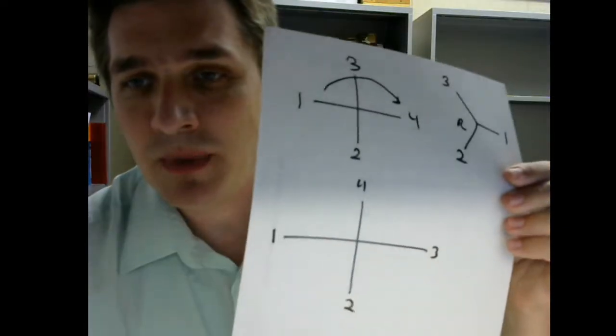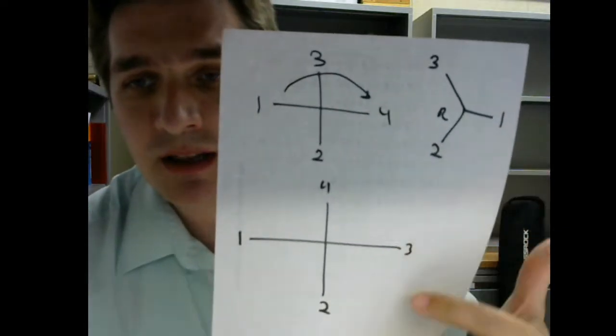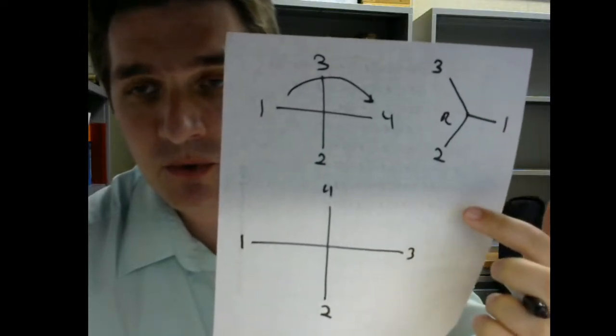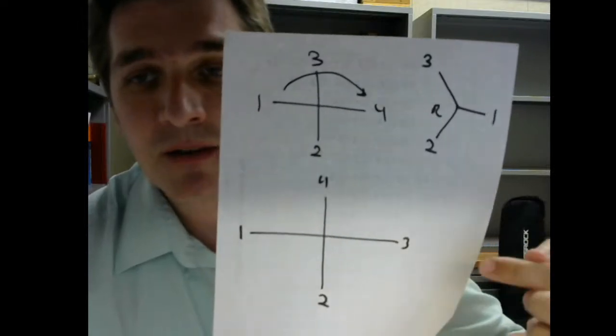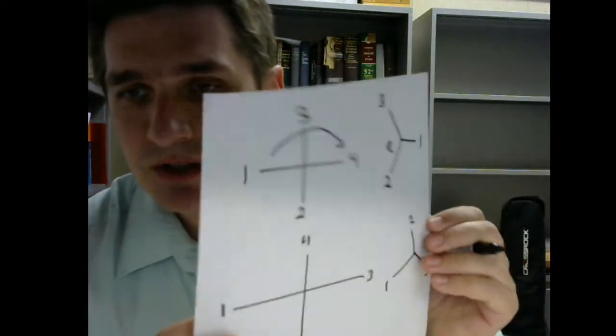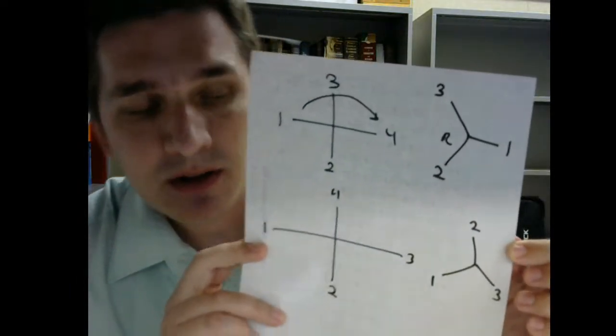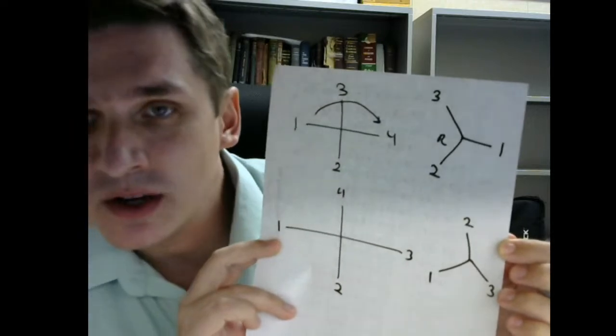For the one beneath it, my lowest priority, number 4, is up. So what I'm going to do is switch the 2 with its position, and the 4 is going to disappear behind my drawing. When I do this, I get a structure that looks like this. And now all I've got to do is go 1, 2, 3. That's clockwise. This is also going to be an R conformation.